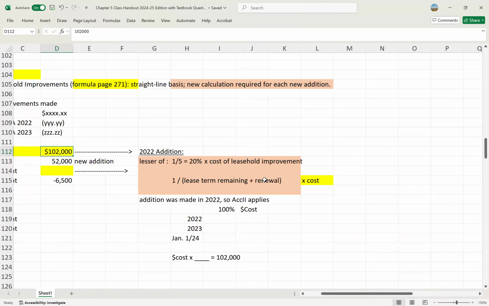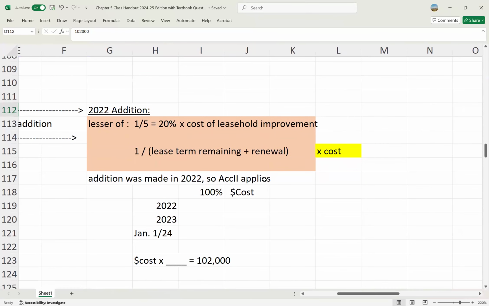So let's look at this here. In 2022, when we were calculating the CCA, we would have taken the lesser of 1/5 or 1 over the lease term remaining plus 1 renewal period. In 2022, that would have been 1 over the lease term, which was 8, plus the renewal period, which was 2. So this would have been 1/10. And that would have basically been 10% per year times the cost of the leasehold improvement.